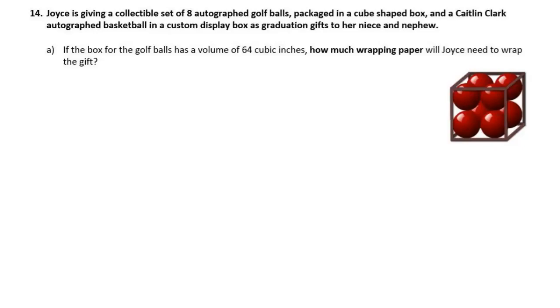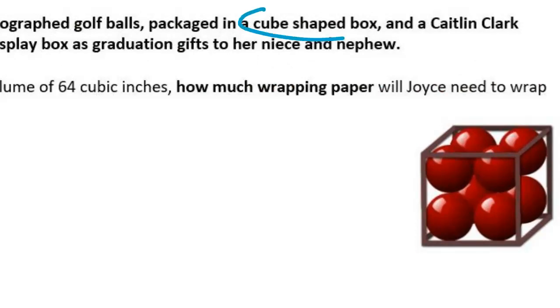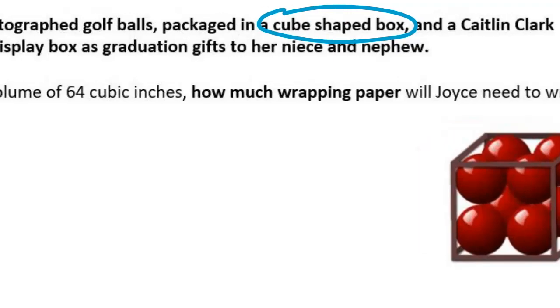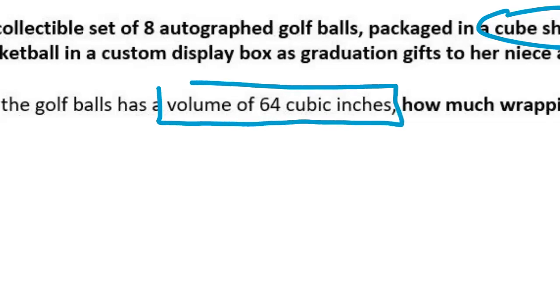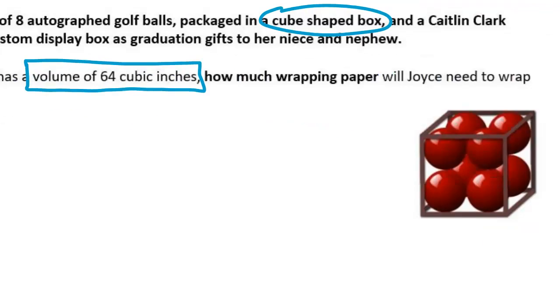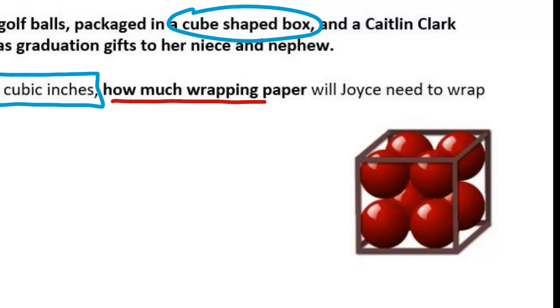Joyce is giving a collectible set of 8 autographed golf balls packaged in a cube-shaped box and a Caitlin Clark autographed basketball in a custom display box as graduation gifts to her niece and nephew. Part A. If the box for the golf balls has a volume of 64 cubic inches, how much wrapping paper will Joyce need to wrap the gift?